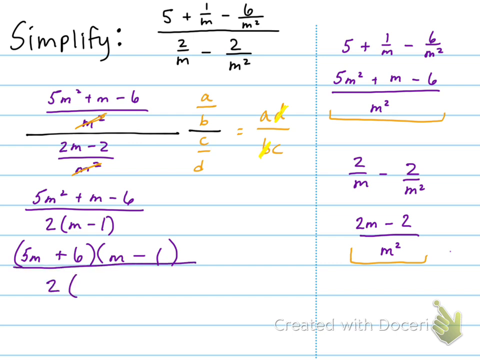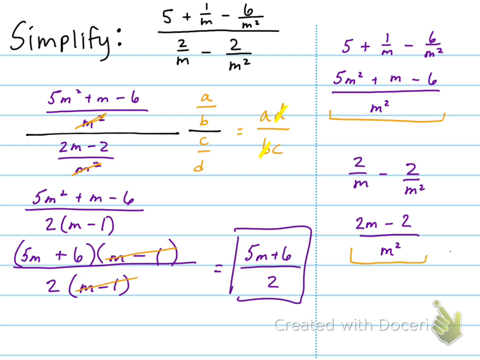Now we're dividing this by 2m minus 1, and guess what? The m minus 1's cancel, and folks, we're left with 5m plus 6, all divided by 2. And that's your final answer.